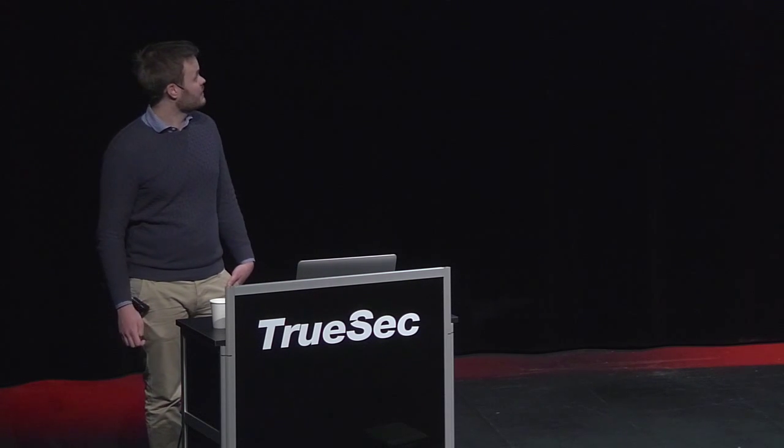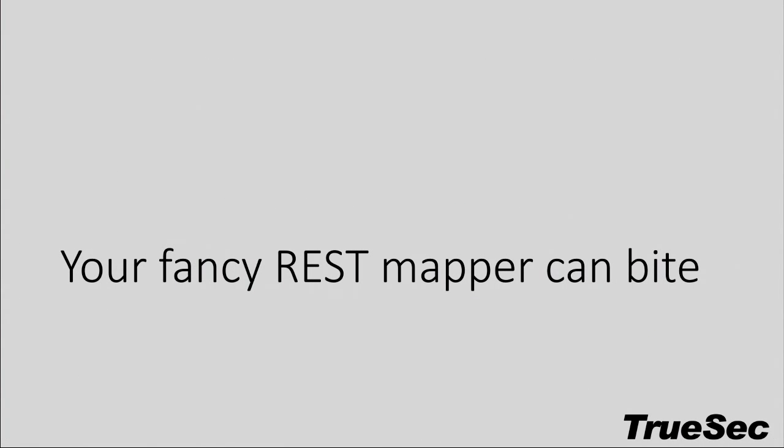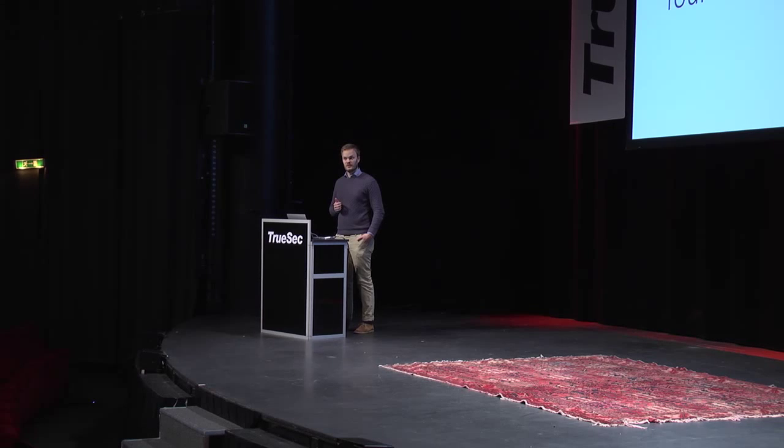And of course, we need to validate our interface against the domain rules that we have. That is, we need to look at what's acceptable input for us. Is it possible to, for example, transfer minus 1,000 euros, or is that invalid in our domain? And we need to really, really strictly limit the interfaces that are globally facing, or exported in any way. That's probably the simplest way to protect these interfaces, because a fancy REST mapper can really bite, and it bites hard.